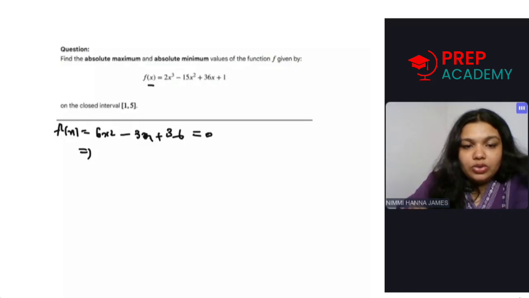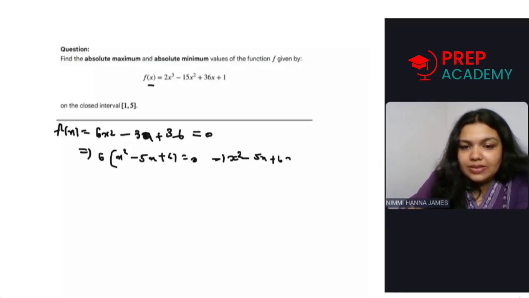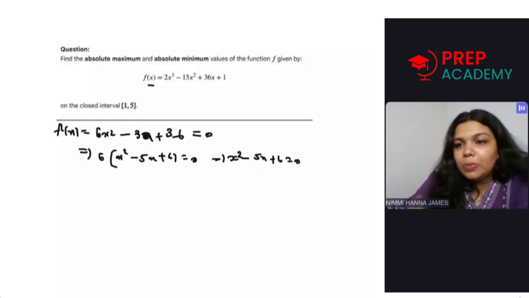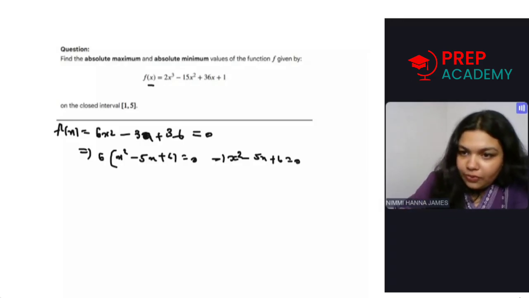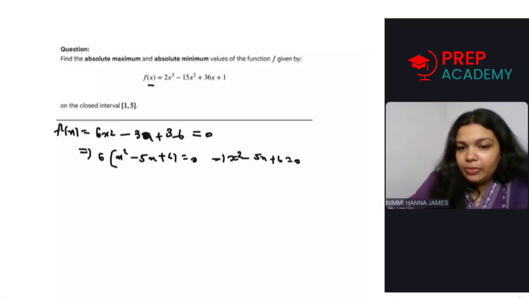When we equate it to 0, this is 30, so I can take 6 common outside, so I have x square minus 5x plus 6 equal to 0. So when this goes to the right side, I have the quadratic equation x square minus 5x plus 6 equal to 0. Now I want to split it, correct? Anyhow you want to find the value of x, using the quadratic formula or whichever method you are comfortable with.